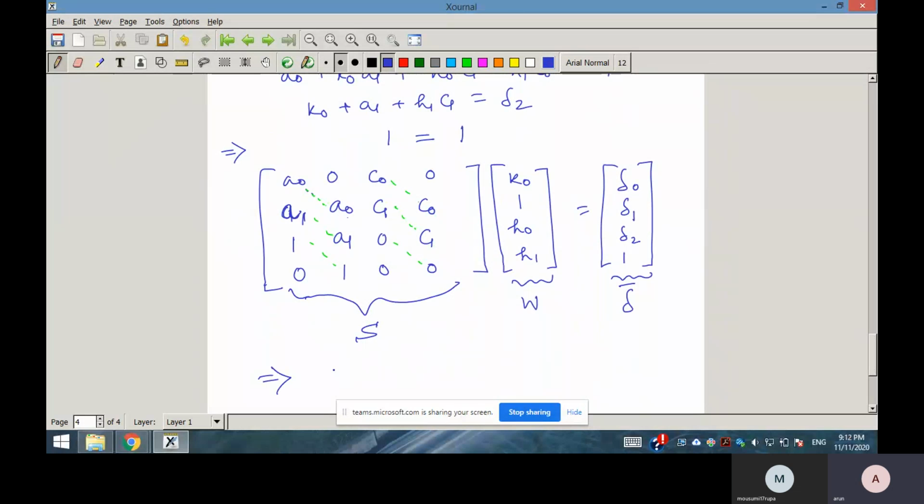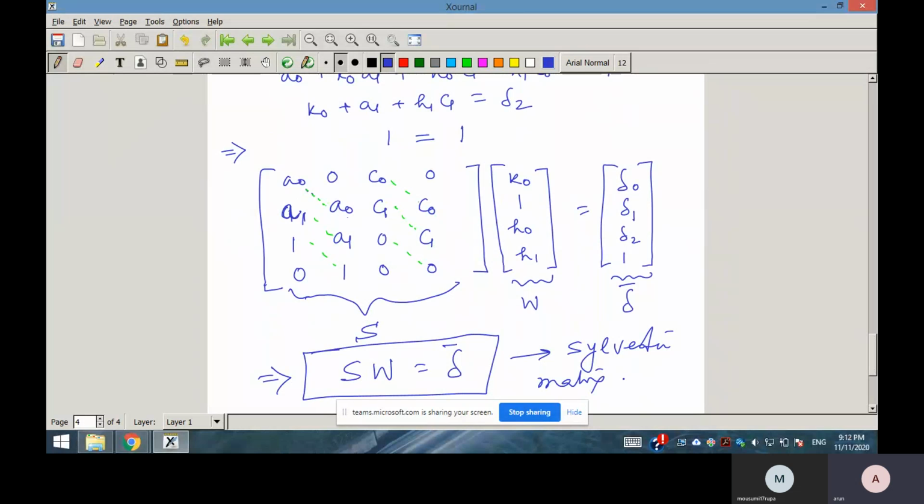This equation will imply S into W is equal to delta bar. This is known as Sylvester matrix equation. So this and this is known as Sylvester matrix. This Sylvester matrix has this kind of property. It will shift like this. And so first row A0, A1, A2, then it will shift by one row until this is complete.